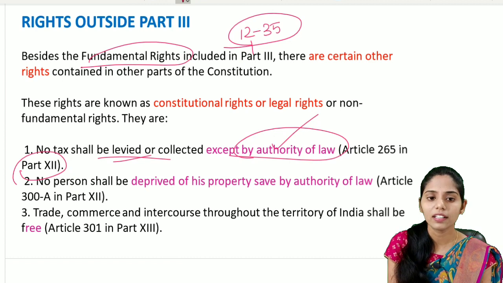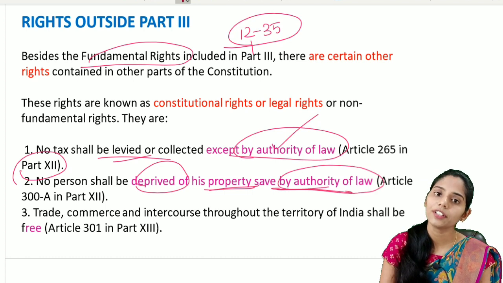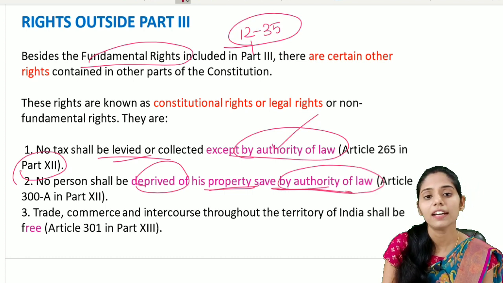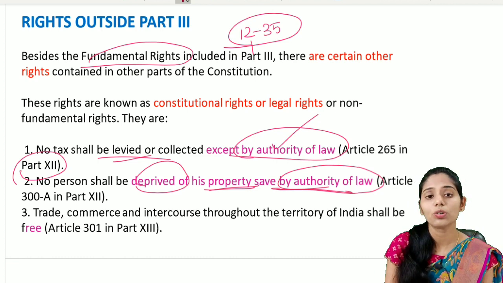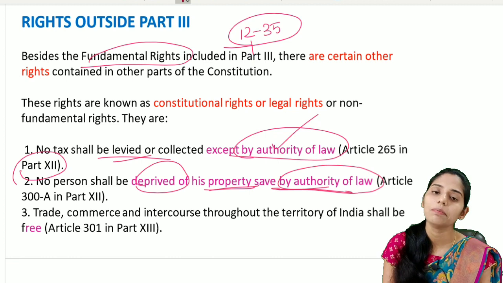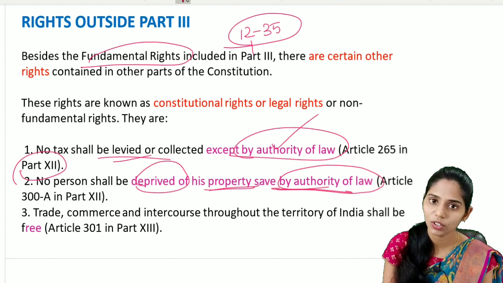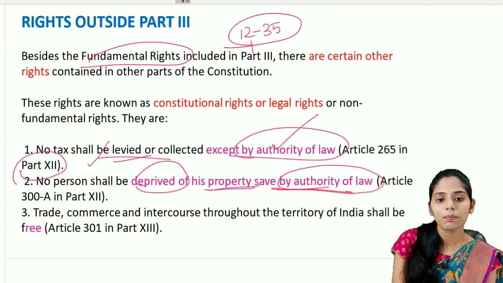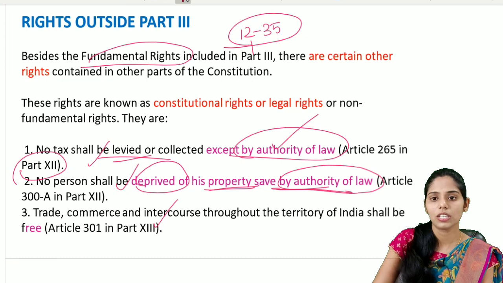And the next important right is, no person shall be deprived of his property save by the authority of law, according to Article 300A, mainly in Part 12 again. And the next one is trade, commerce and intercourse throughout the territory of India shall be free, according to Article 301, again in Part 12 of the Constitution. So these are some important articles which are present outside Part 3 of the Constitution.